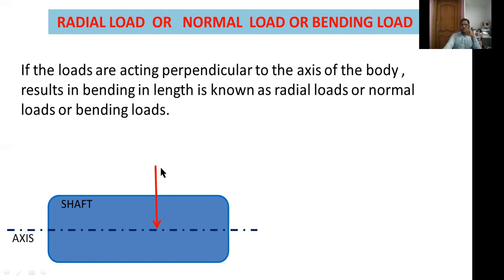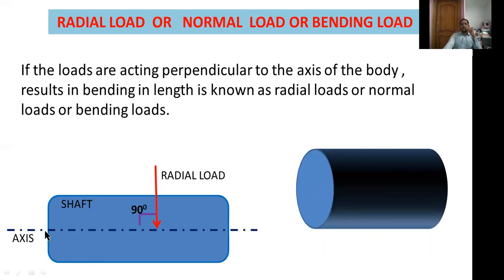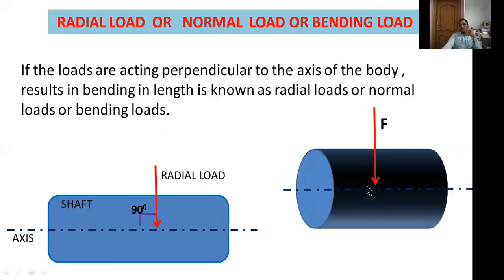Here the load is acting on the body. The angle between load and axis of the body is 90 degrees. So if the loads are acting perpendicular to the axis of the body, then those loads are called normal loads. Normal loads are radial loads or bending loads. So this is a body, this is the axis of the body, and here the angle between load and axis is 90 degrees. So this is a normal load or radial load.